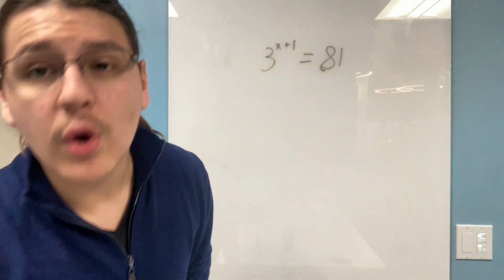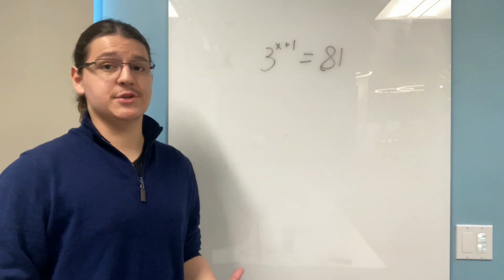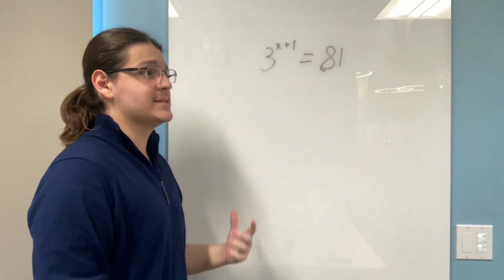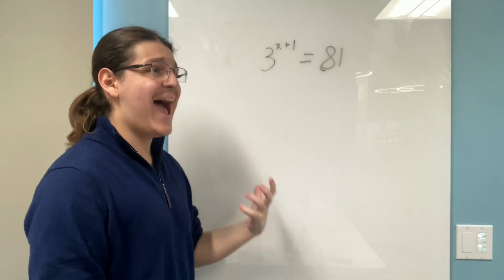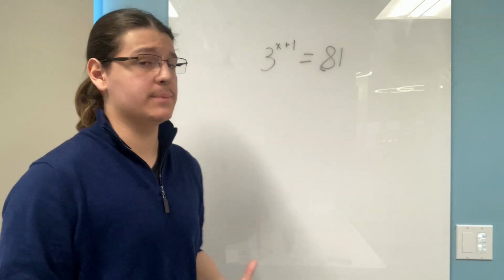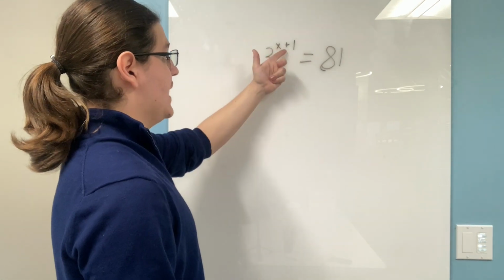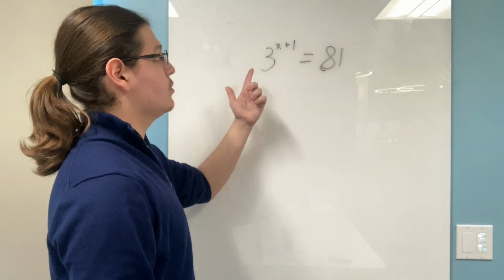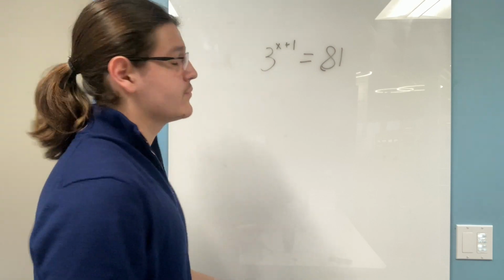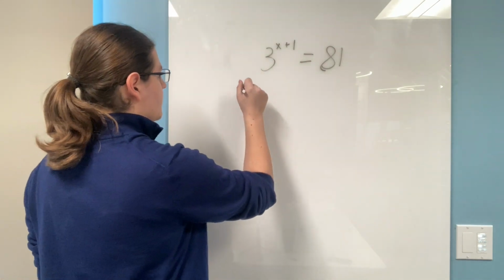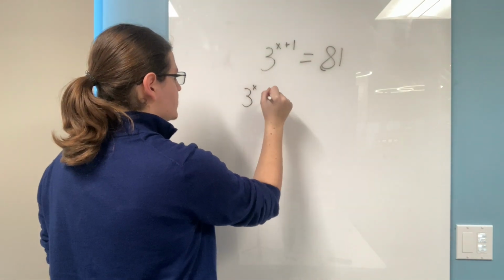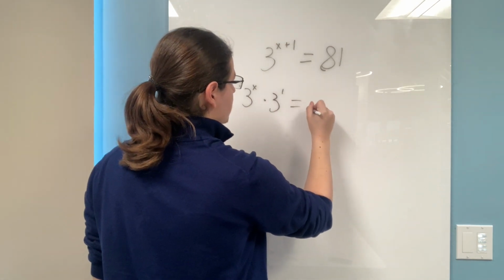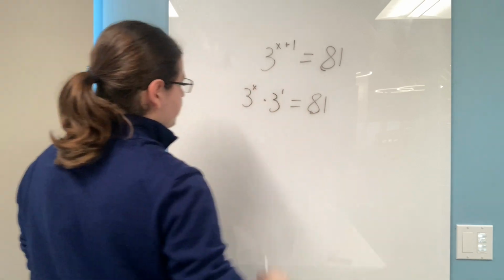Now, one of the first rules we learned was the addition rule. If we have 3 to the x plus 1, that is the same as having these exponents added from bases being multiplied. So 3 to the x times 3 to the first power is equal to 3 to the x plus 1. So let's rewrite this. 3 to the x times 3 to the first power is equal to 81.